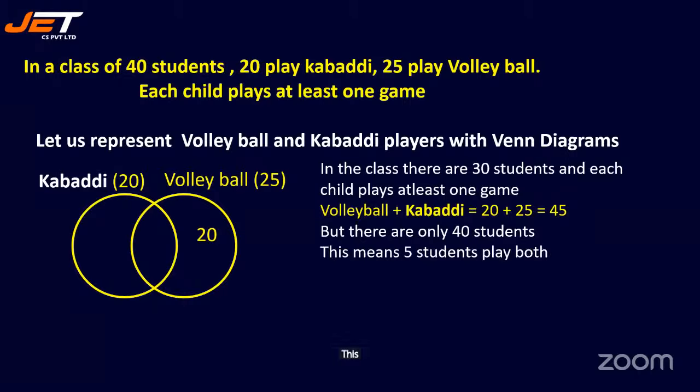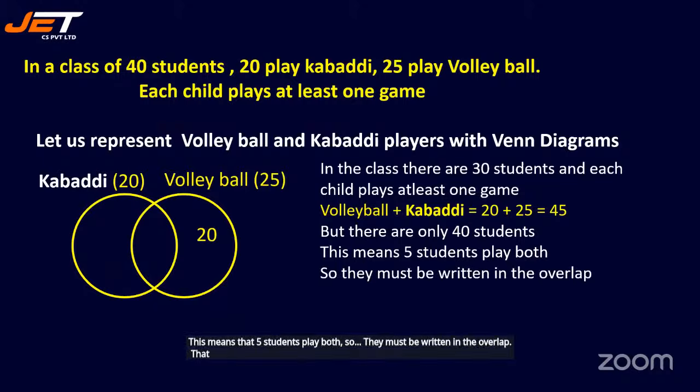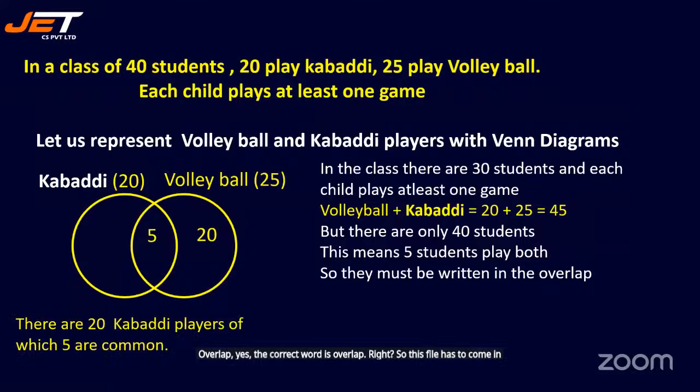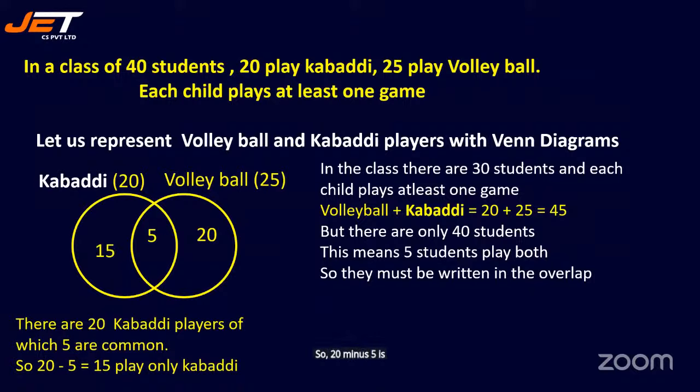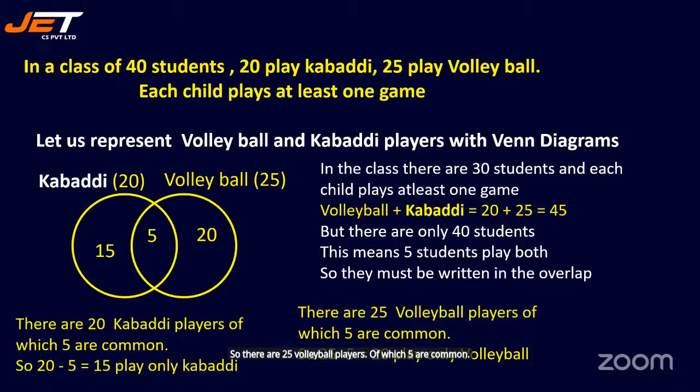But there are 40 students. This means that 5 students play both. So they must be written in the overlap. That is where these both meet. The correct word is overlap. So this 5 has to come in this overlap. There are 20 kabaddi players, of which 5 are common. So 20 minus 5 is 15. Only 15 play kabaddi. This is how you subtract and write it correctly. There are 25 volleyball players, of which 5 are common. So 25 minus 5 is 20.